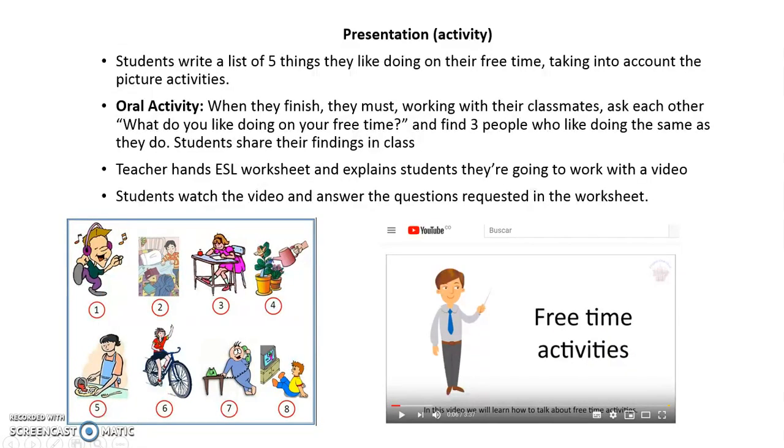The presentation activity. In this part, students write a list of 5 things they like doing in their free time, taking into account the pictures activities. The next part is an oral activity. In this case, when students finish, they must work with their classmates, for better interaction between them. Ask each other, what do you like doing in your free time? Those kinds of questions. And find 3 people who like doing the same as they do. Students share their findings in class.